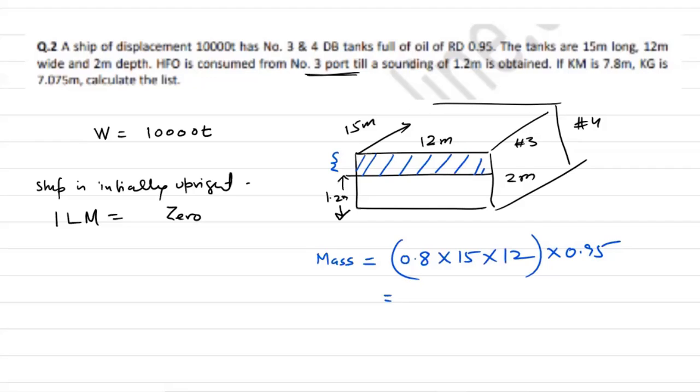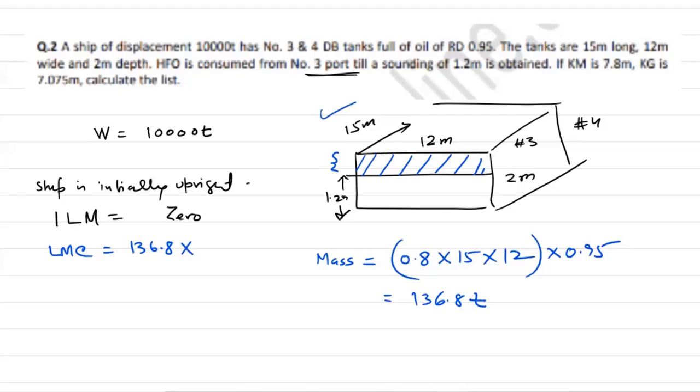0.8 into 15 into 12, multiplied by 0.95. That is the fuel, 136.8. So this much is discharge. What is the list moment cause? List moment cause is 136.8. That is the weight. What is its distance? W into D. What is its distance?